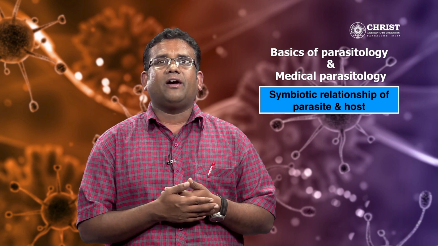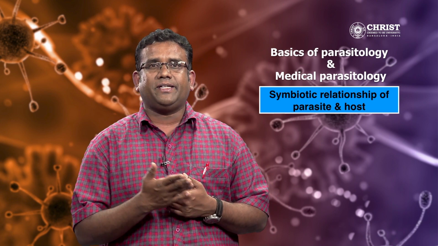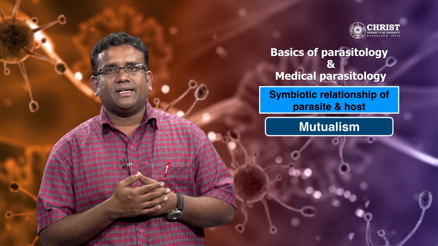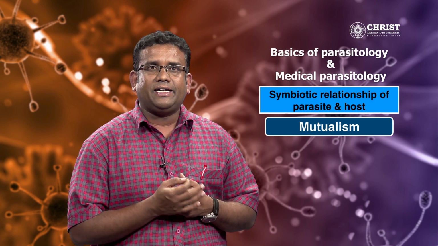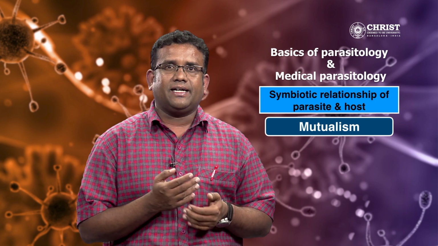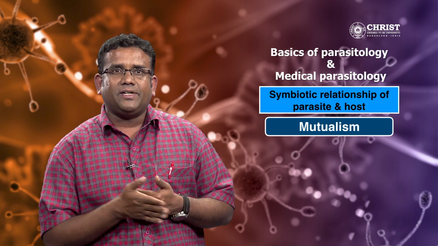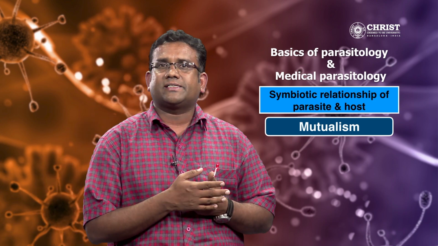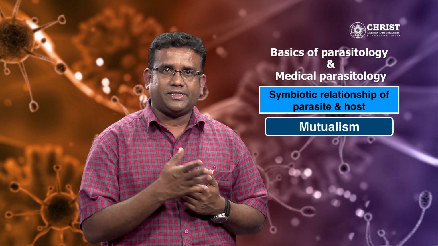There are three common symbiotic relationships between two organisms. First, mutualism. Mutualism is an association in which both partners are metabolically dependent upon each other and one cannot live without the help of the other. However, none of the partners suffers any harm from the association.